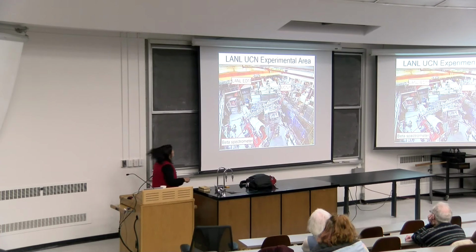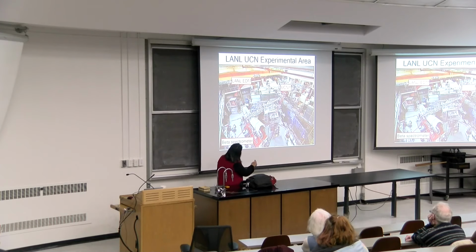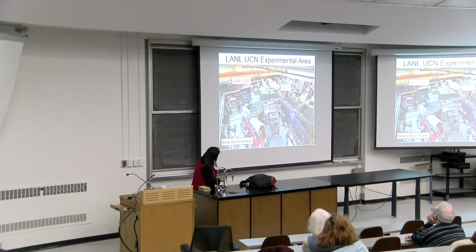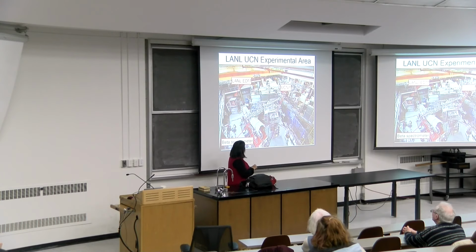So this is the experimental area. The neutron source is embedded behind this concrete block shown here. The experimental floor has 3 experiments. You have the UCNA, the beta spectrometer used to measure the parity violation of beta decay. The second experiment here is UCN tau, which stands for the lifetime. This is the experiment that I'm talking about.